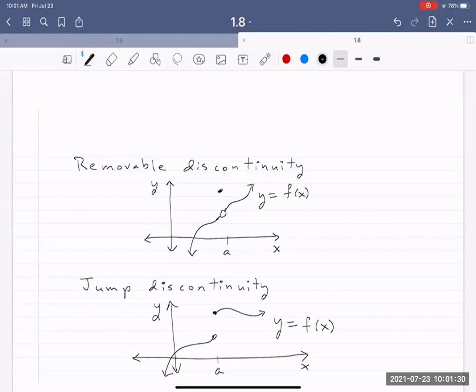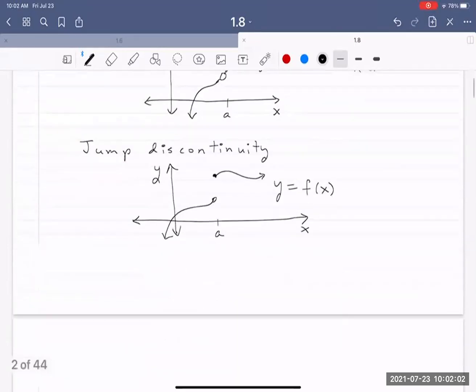So this occurs when the limit as x approaches a of f of x exists. So if you find that the function is discontinuous at a, yet the limit exists, then we say that this function has a removable discontinuity.